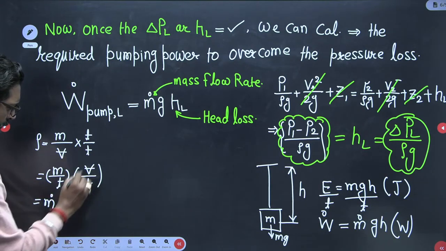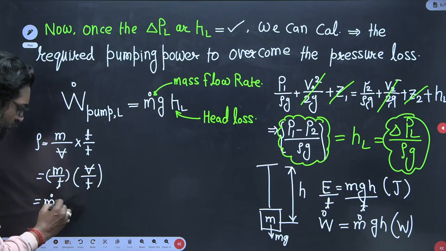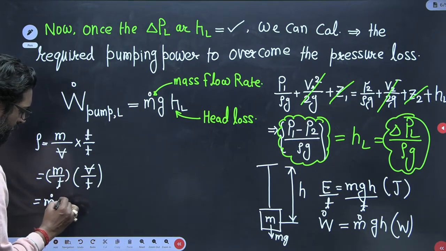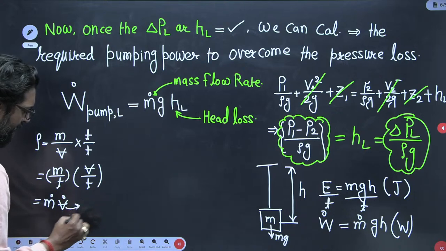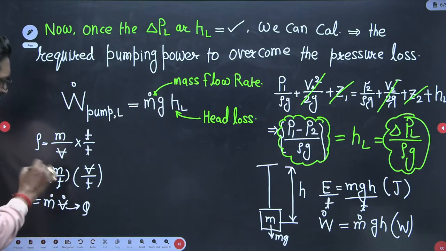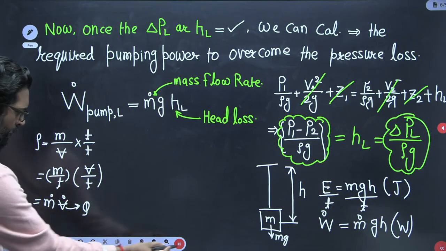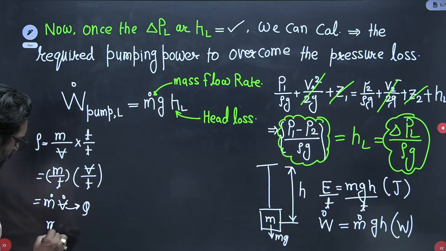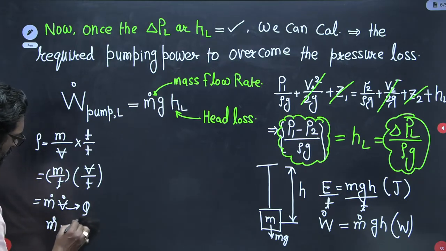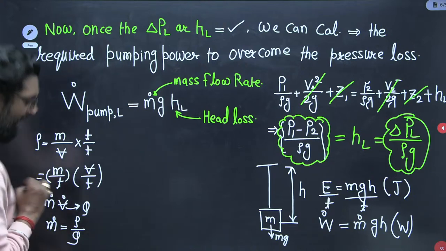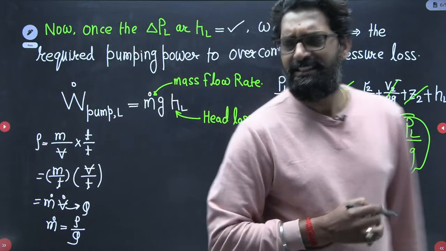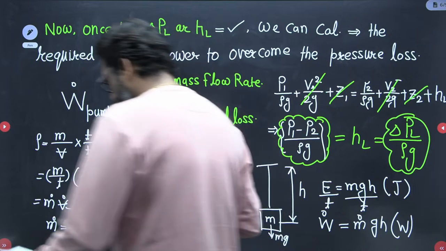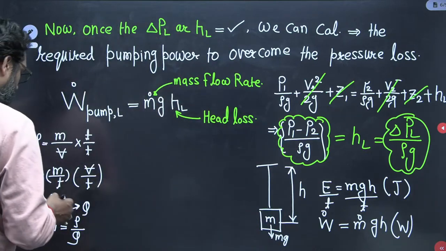So m by t is m dot. V by t, volume by time, is the volume flow rate, v dot. And this volume flow rate is the discharge. So what is the mass flow rate? Mass flow rate is density times discharge.